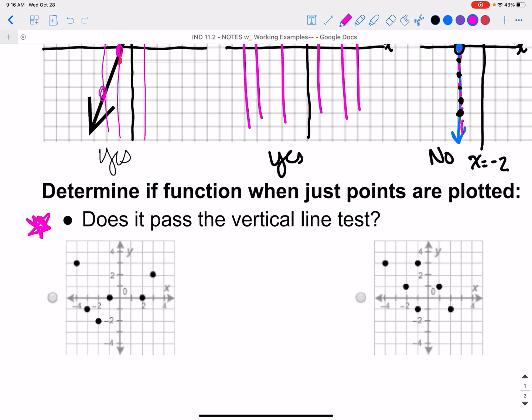So don't put this part in your notes. But if I connected these points like this, then they do pass the vertical line test. But if I connect them differently, if I connected them like this, oops.